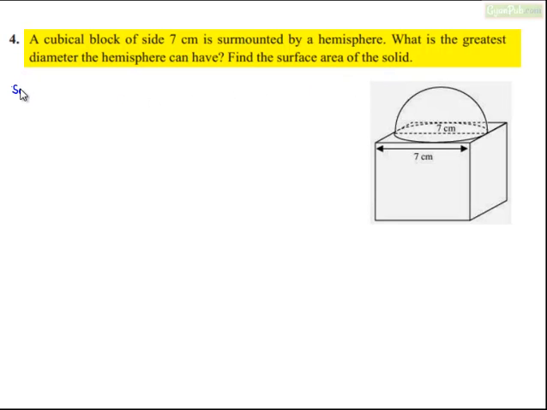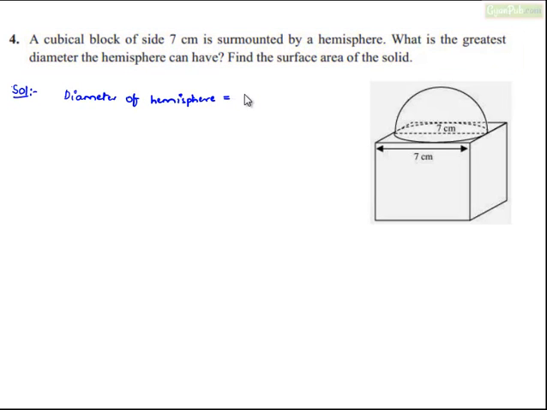Now coming to the solution. Here it is given that a cubical block is surmounted by the hemisphere. So when the cubical block is surmounted by the hemisphere, he is asking what is the maximum diameter of the hemisphere. So here the maximum diameter of the hemisphere will be the side of the cube only. That will be clear from the figure, which is equal to 7 centimeters.